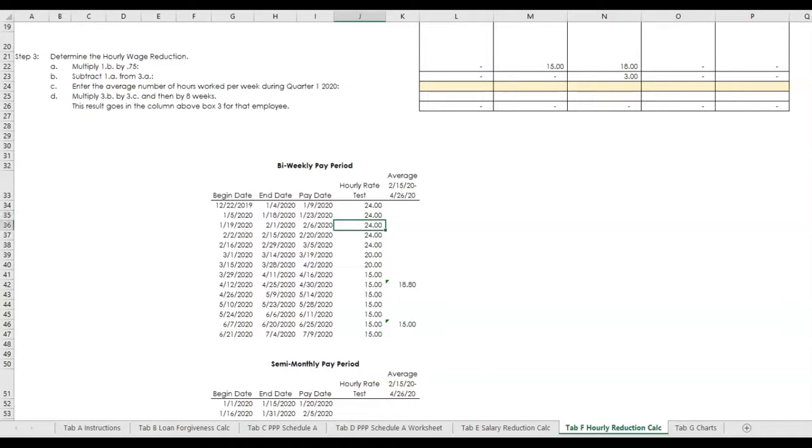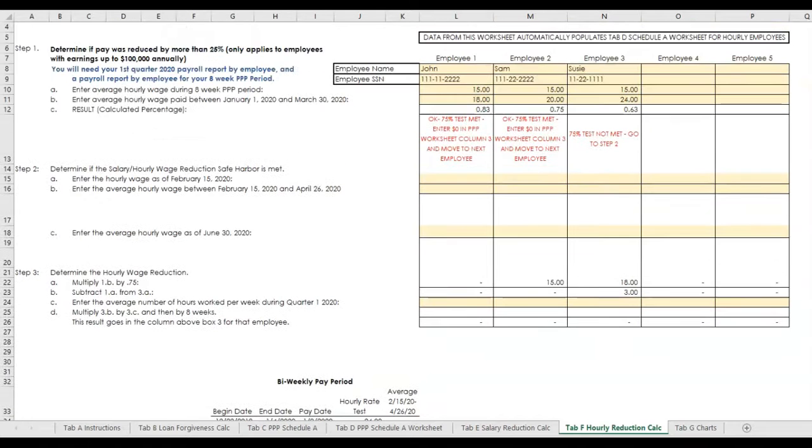Susie was paid $24 an hour as of February 15th, but her pay rate was reduced to $20 an hour on March 1st, and then down to $15 an hour on April 1st. Her average rate for that period now comes to $18.80 per hour, and during the covered period, her average rate was $15 an hour. Back up above, let's record Susie's average rates in step 2. Because she was paid less on average between February 15th and April 26th than she was before that, we have to complete step 2C to see if we meet the safe harbor.